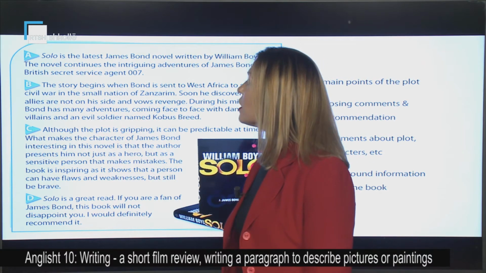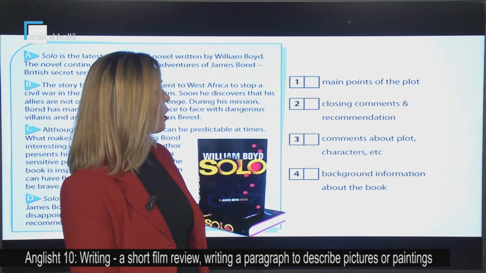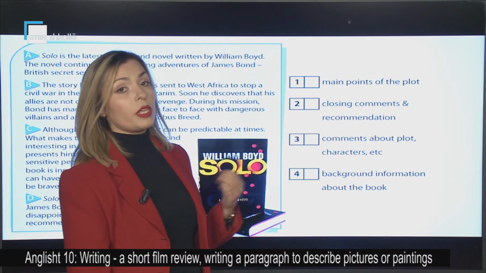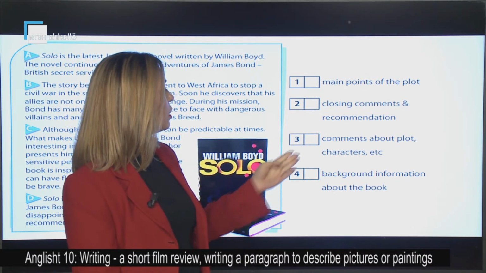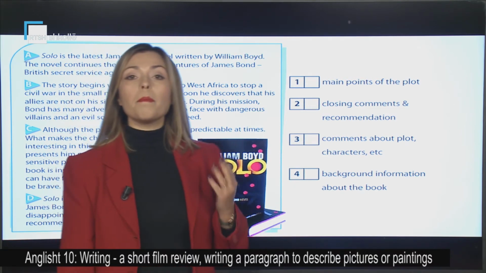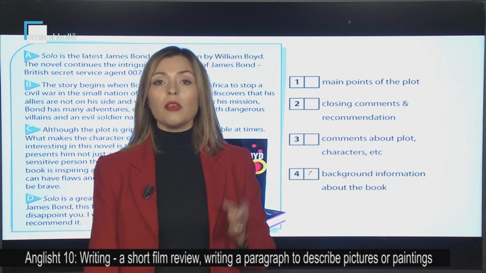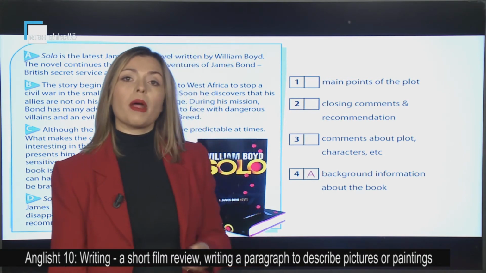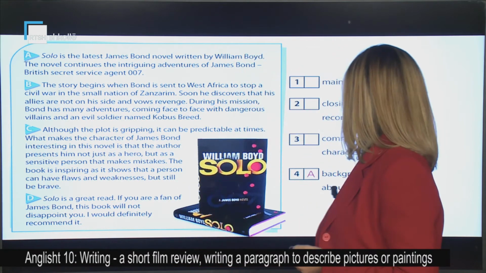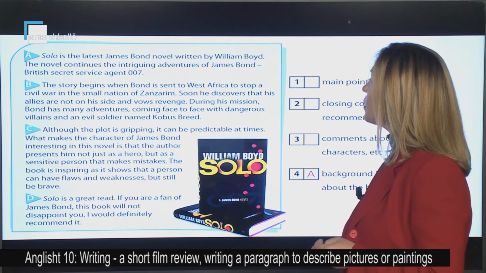So, what kind of information do we include in the first paragraph? We give the main points. We give some closing comments. We comment about the plot, or we give some background information about the title, the author. Of course, this is what we do in the first paragraph. The name, the author of the book. So, some background, some general information.